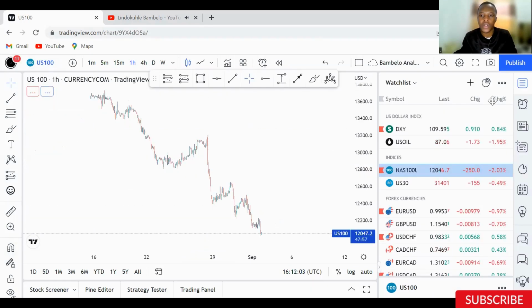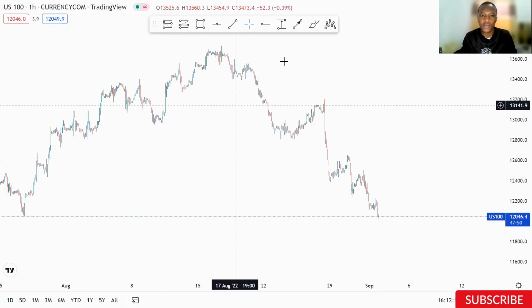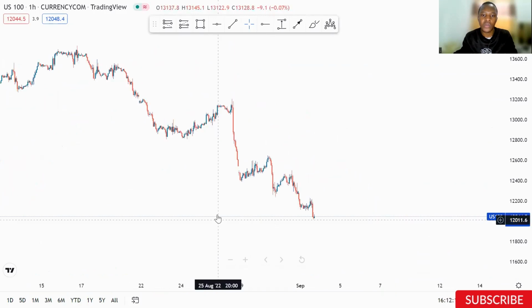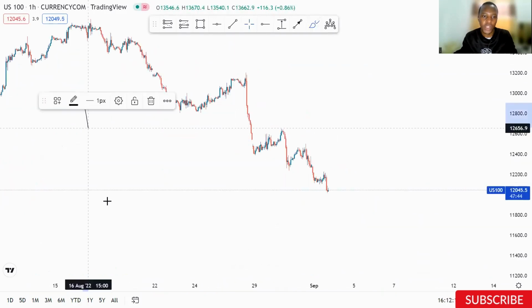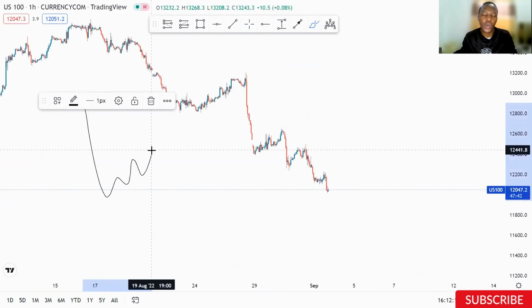right? So I'm going to start off with the flags or channels, right? So you would remember, guys, that after every impulse move we get a correction. So all these patterns are sometimes just corrections, but they were given names. It's like everything that you see in the world.